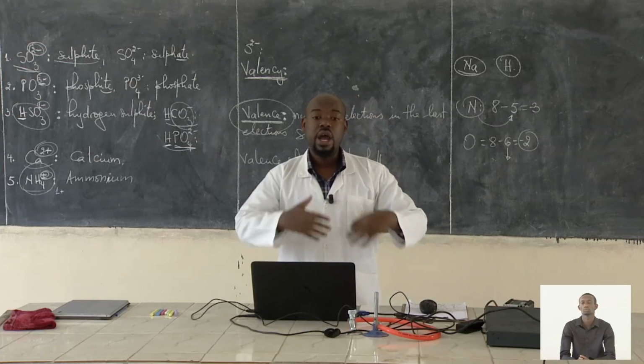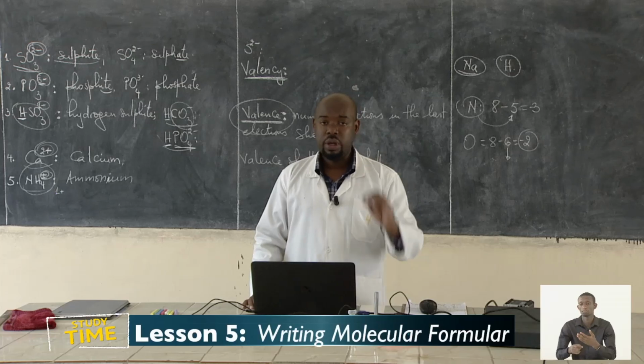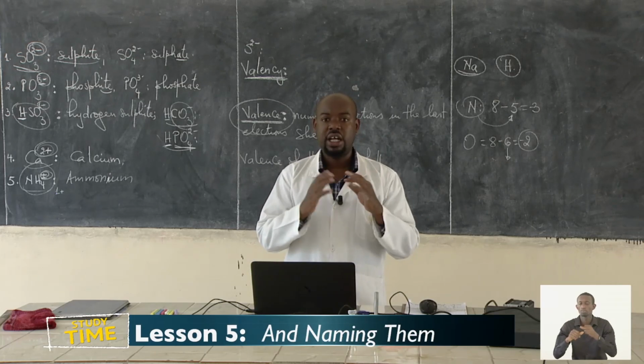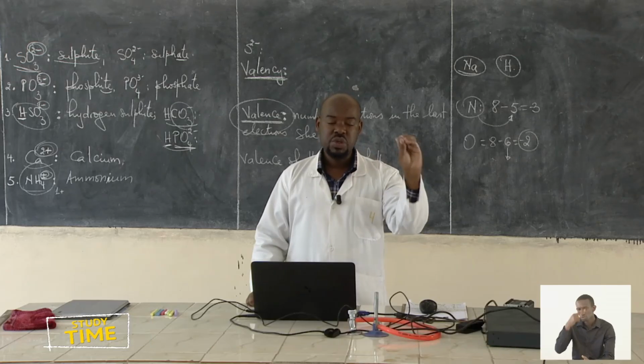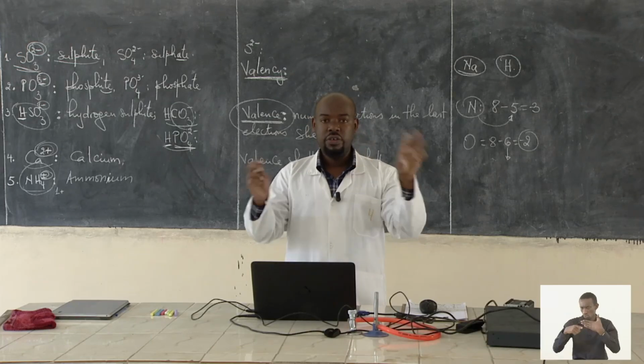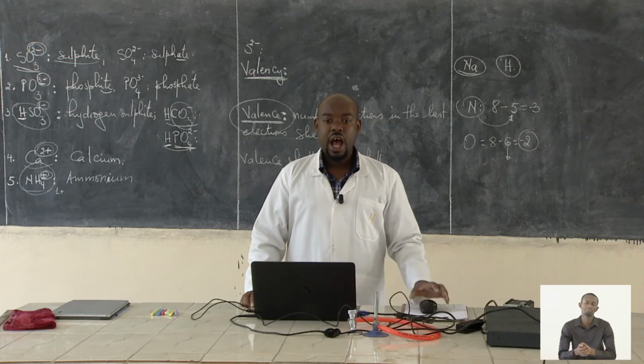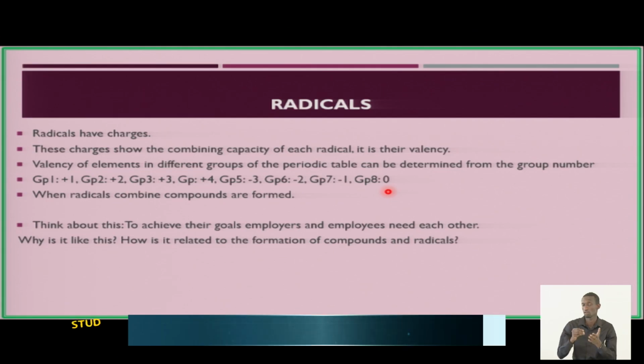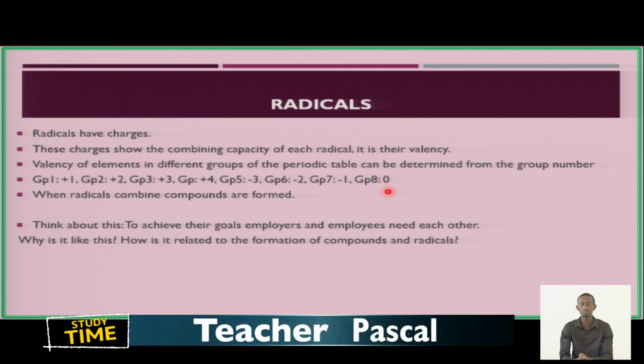And we will explain why we use the negative when we are in senior 2. That is where we will be able to understand the reason why we can use the plus and the negative in front of these valences. And for group number 8, we consider these elements to be unreactive. They do not combine easily with other elements. So we consider them to have a valency of 0.